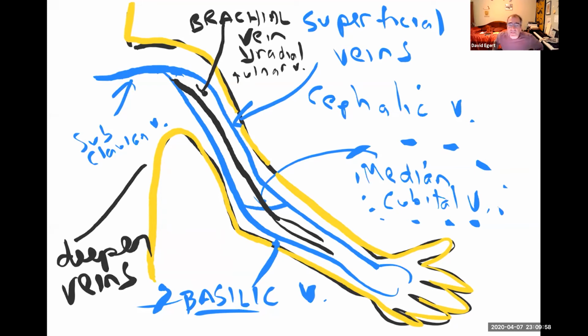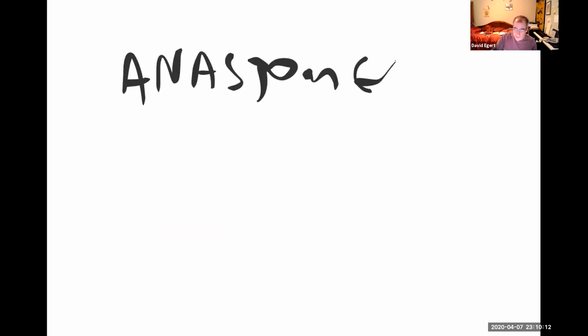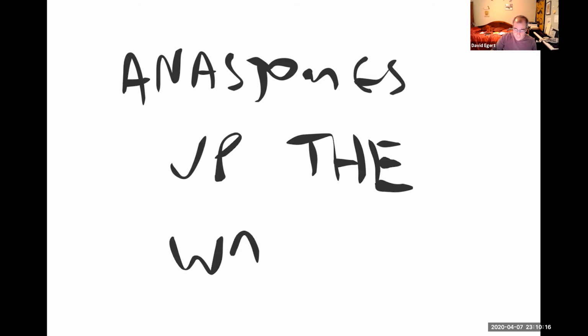And that being said, even though I've drawn it kind of pretty here as, oh, here are these main veins going, there are lots of anastomoses. Anastomoses up the wazoo, whatever you'd say.